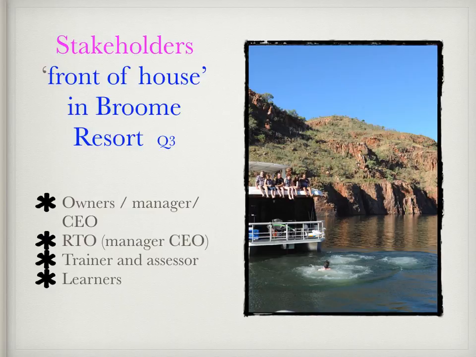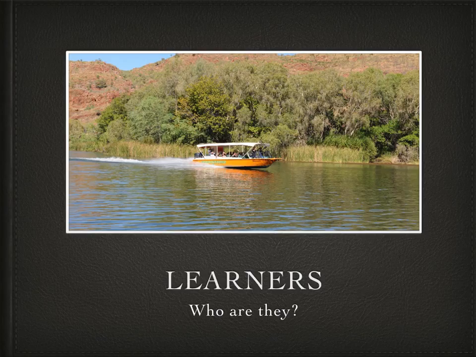And for question 3, the front of house in a Broome resort, these are the sort of stakeholders that you're likely to find. And then of course we've got the learners, the important people. Who are they?